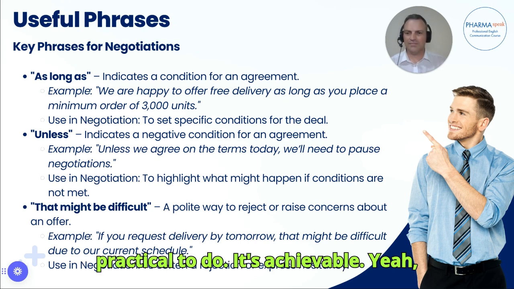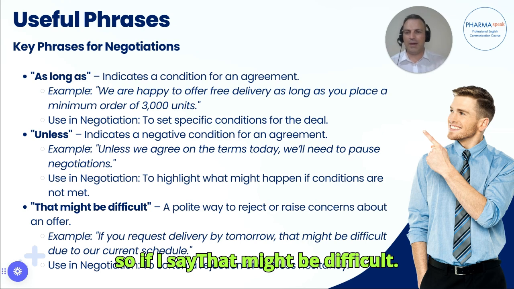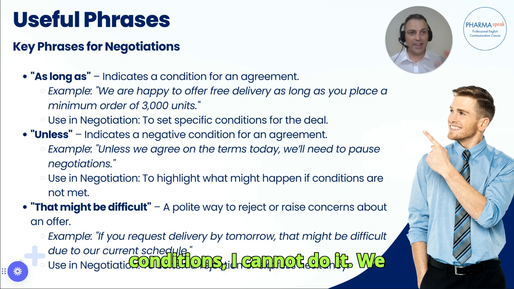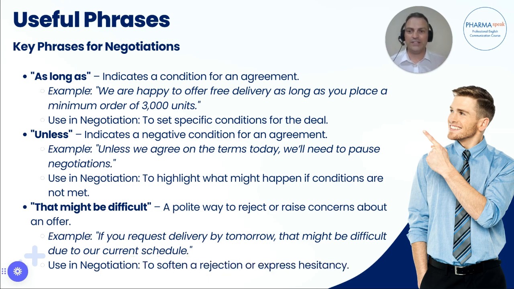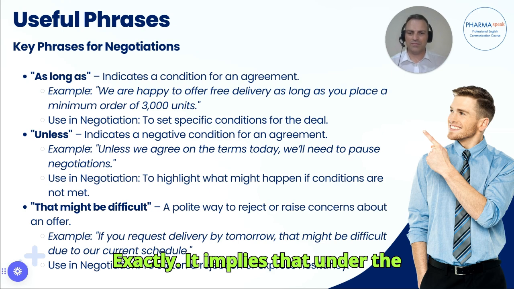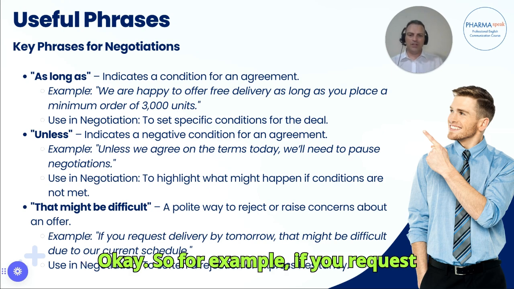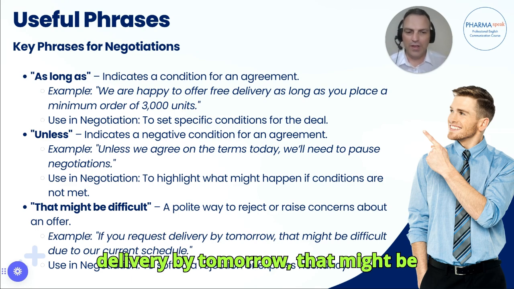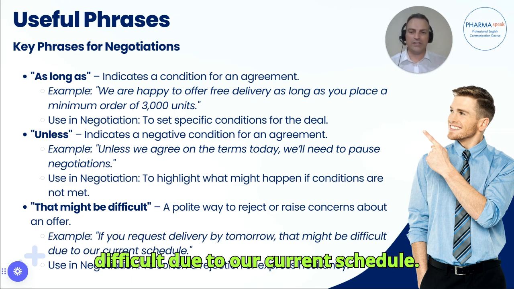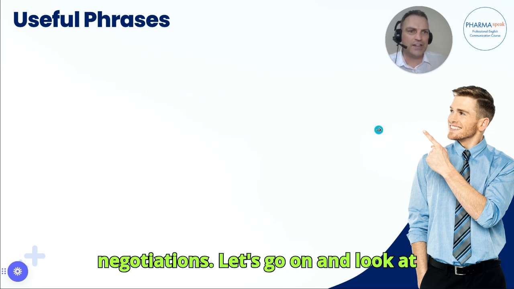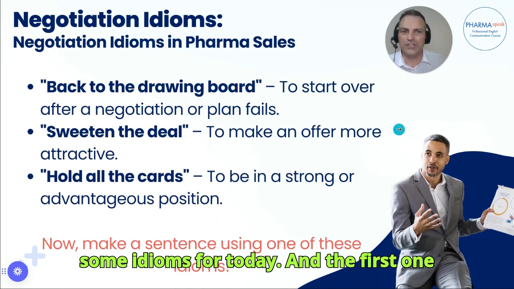It's achievable. Yeah, so if I say that might be difficult, actually I mean under the current conditions, I cannot do it. We cannot do it, right? Exactly. It implies that under the current circumstances, it's not possible. Good. Okay, so for example, if you request delivery by tomorrow, that might be difficult due to our current schedule. Okay, so that's some useful phrases for negotiations. Let's go on and look at some idioms for today.